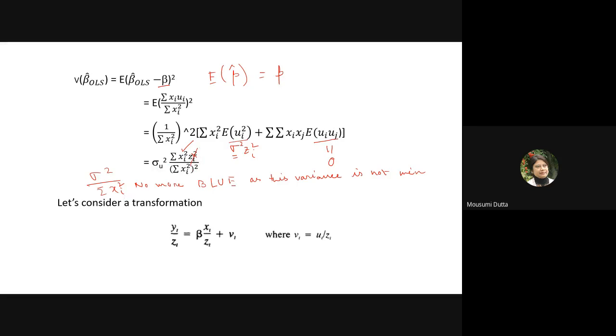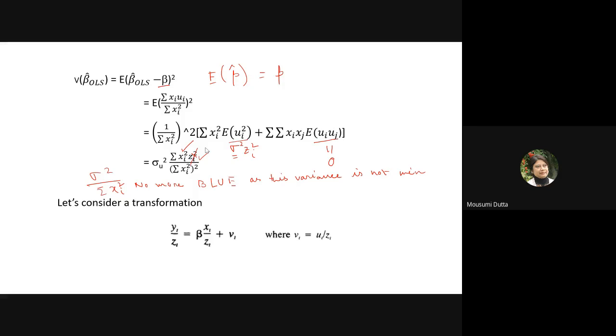However, there is this Zi square, and for that matter, you cannot do the things in that way, and you are not getting the value which will give you the minimum variance. So variance of beta hat OLS is something different from that of the minimum variance, and therefore we can claim that the OLS estimators are not best linear unbiased estimator.